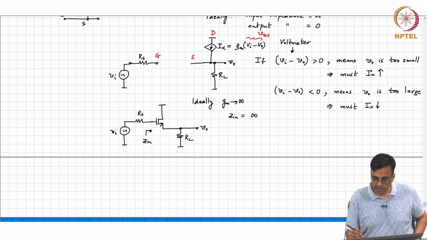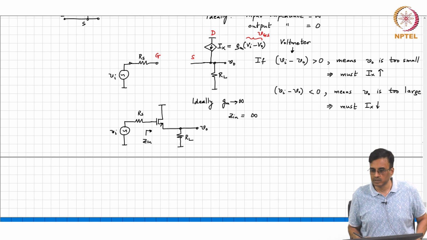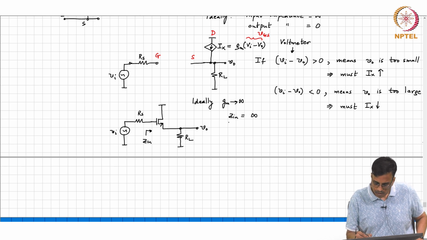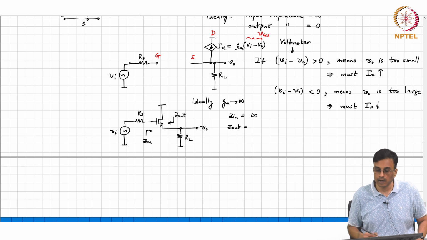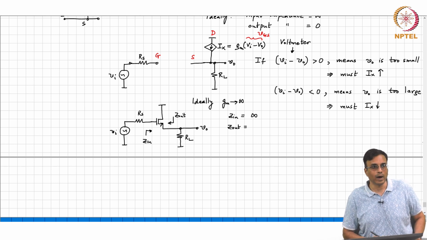This is infinity, because the incremental gate current is 0. Does this depend on GM being infinite or not? That is independent of GM, correct? What about Z out? No, GM is infinity. Why?